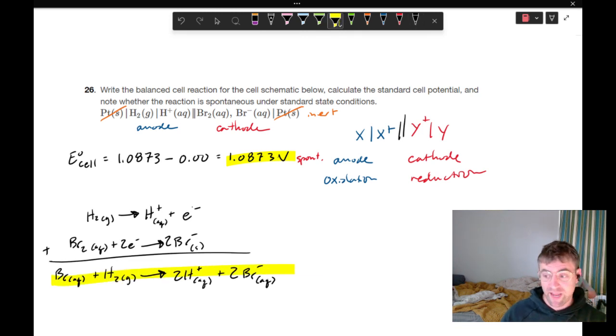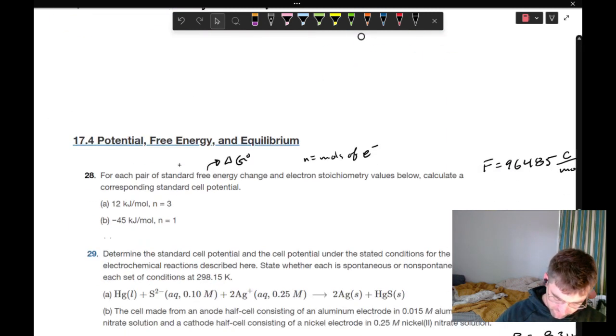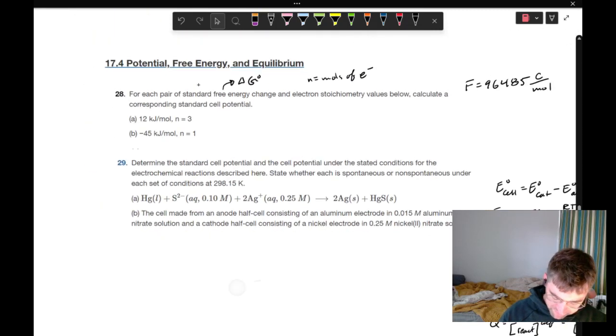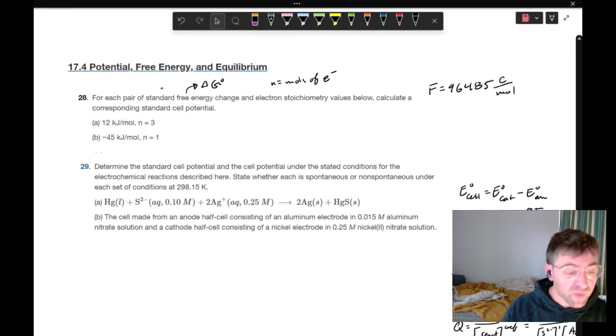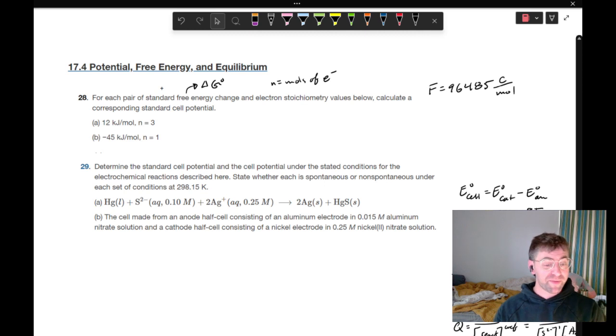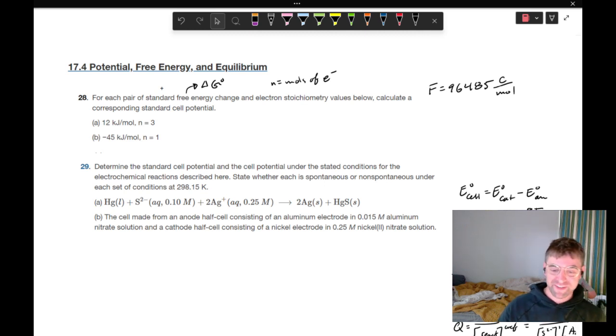And that is our cell reaction. Okay. We're cruising. We have a couple new variables for this one. We're going back to entropy and enthalpy a little bit. We've got standard free energy. Gibbs free energy is back.